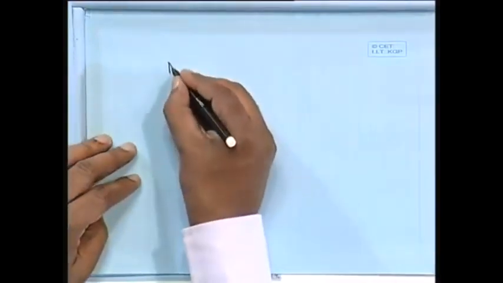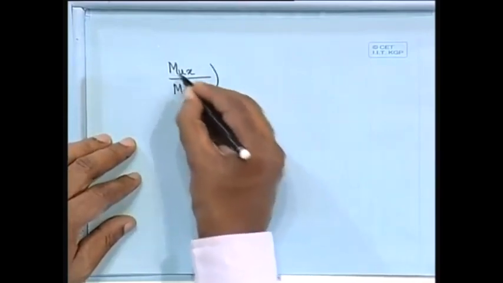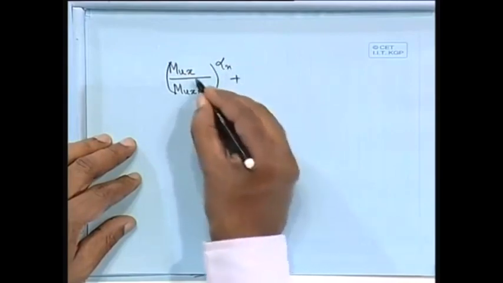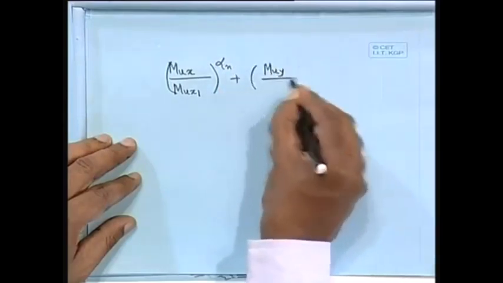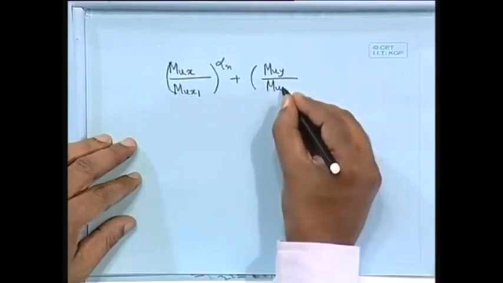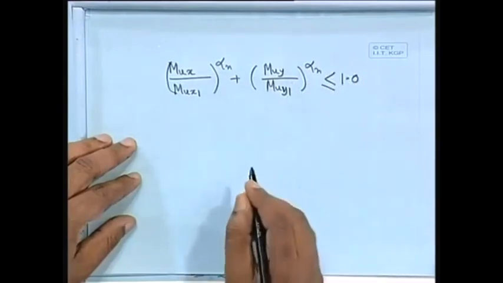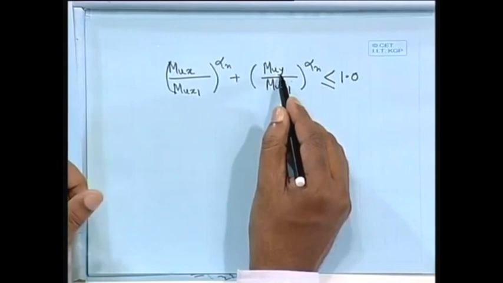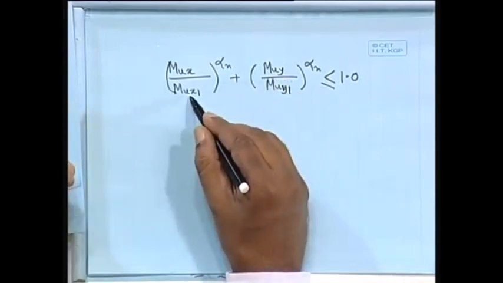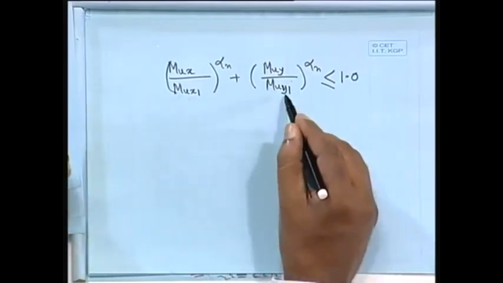If I get that, now I shall do a check. What is the check? The check is (Mux by Mux1) to the power alpha n plus (Muy by Muy1) to the power alpha n should be less than or equal to 1.0. What about this? I know Mux, that is given, for which I have to design. I know Muy, for which I have to design, and Mux1 and Muy1 I have got from the proper chart with d dash by D and fy.